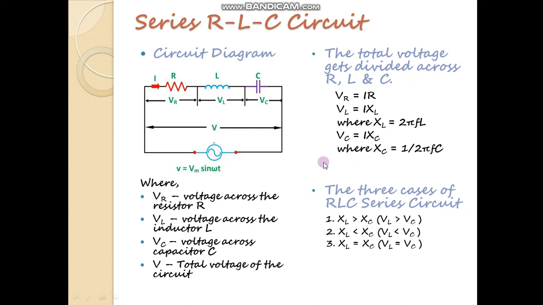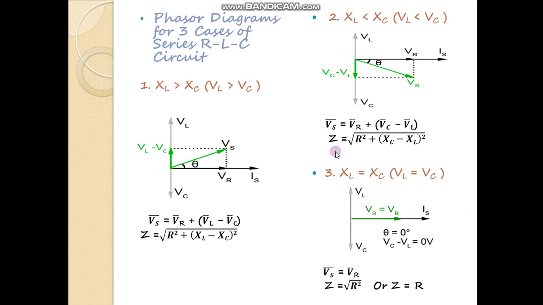In this series RLC circuit, there are three cases. First is XL greater than XC, or we can say VL is greater than VC. Second is XL less than XC, meaning VL is less than VC. And third is XL equals XC, meaning VL equals VC. Let's see them one by one. So we will see the phasor diagrams for all three cases of the series RLC circuit.